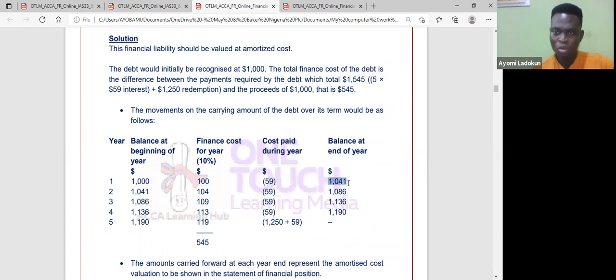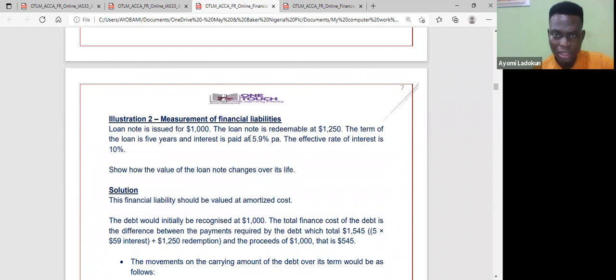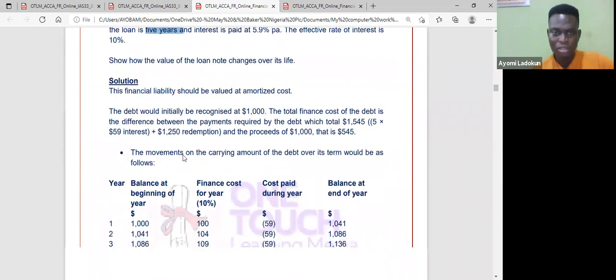It gives me 1,041. So this becomes my opening balance in year 2. I charge 10% again. I will also pay 59. I have 1,086. So that's what you do up to the end of year 5. So here he said it will be for 5 years. So that's how we got this 5 years.